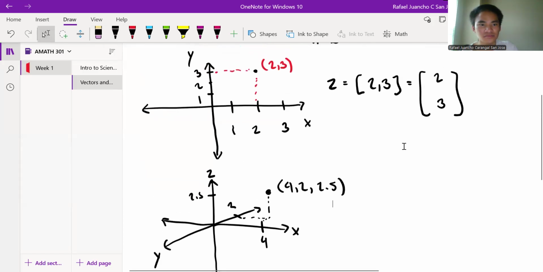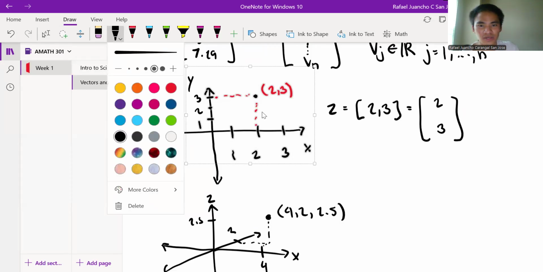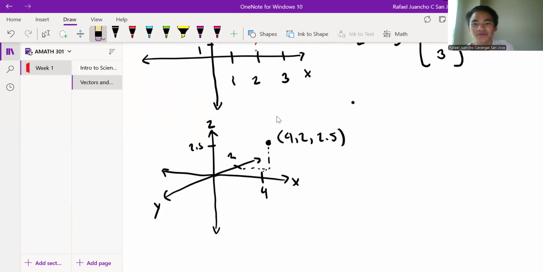Let's make this. So that's the point 2, 5. 2, 4, 2, and 2, 5. How do I make this? Anyway, I was trying to make it dark, but it doesn't matter. So we have the point 4, 2, 2.5.